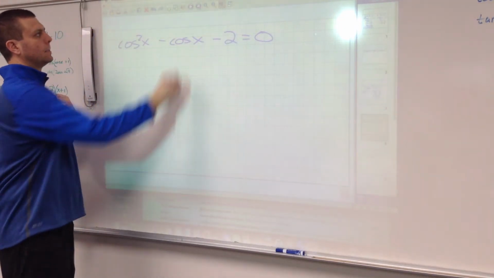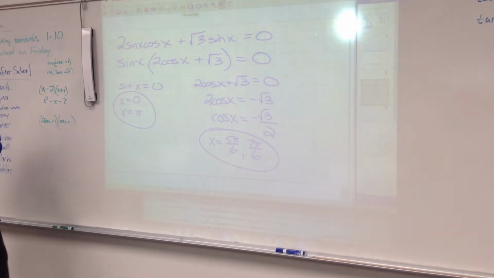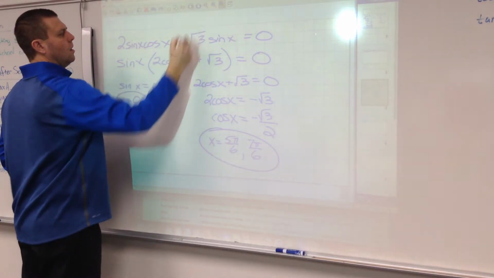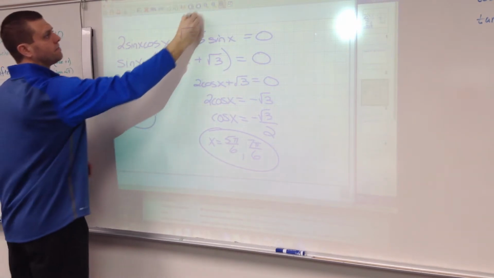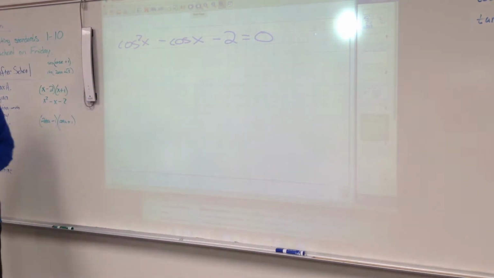Could you solve it without factoring? I don't know how you would solve that one without factoring. Yeah, I mean guessing and checking, but you could guess and check all day long. That would take a very, very long time. Okay. So that's one type of factoring, pulling out the greatest common factor. There's going to be another type of factoring. It's called quadratic factoring, basically.